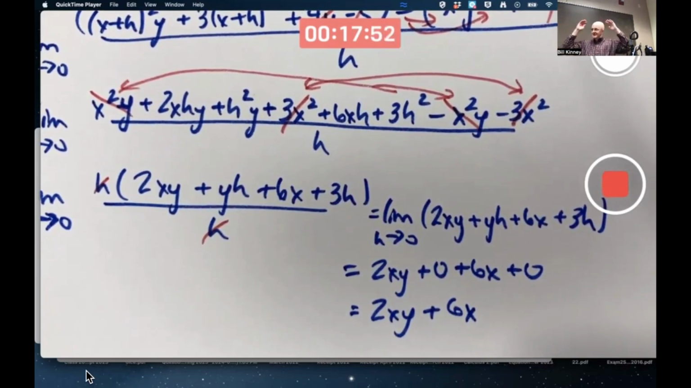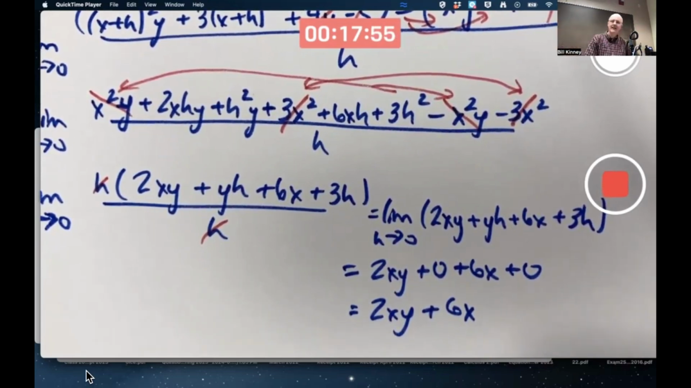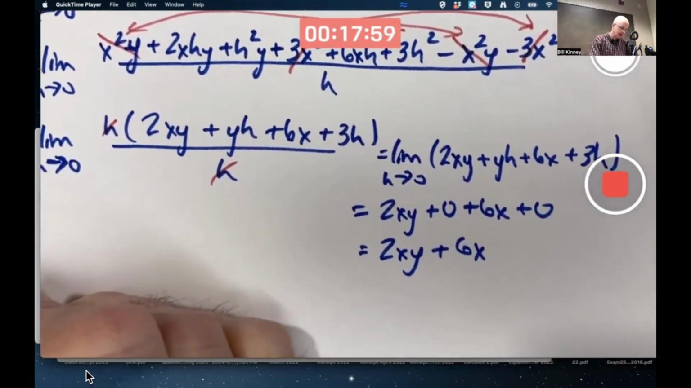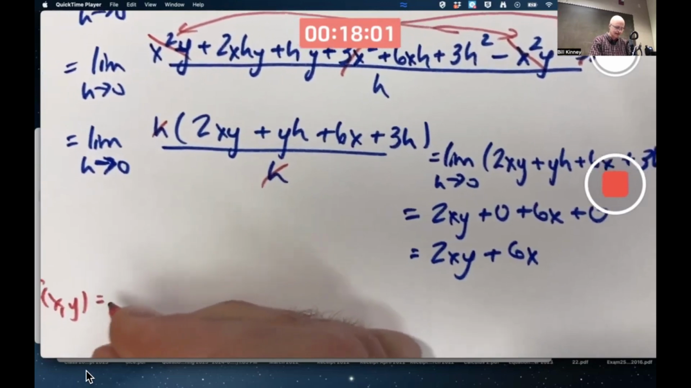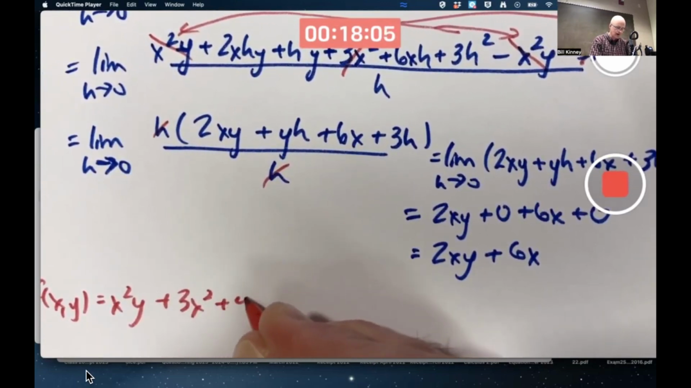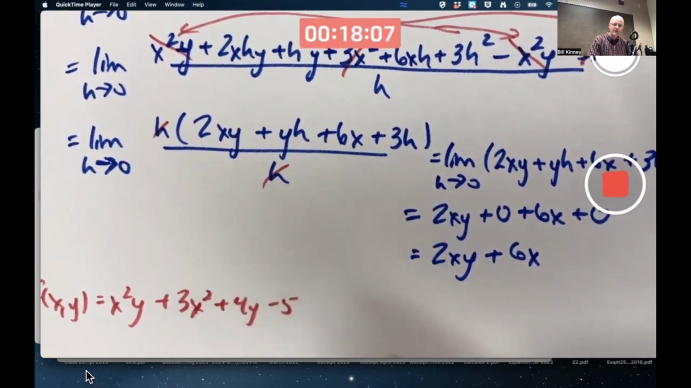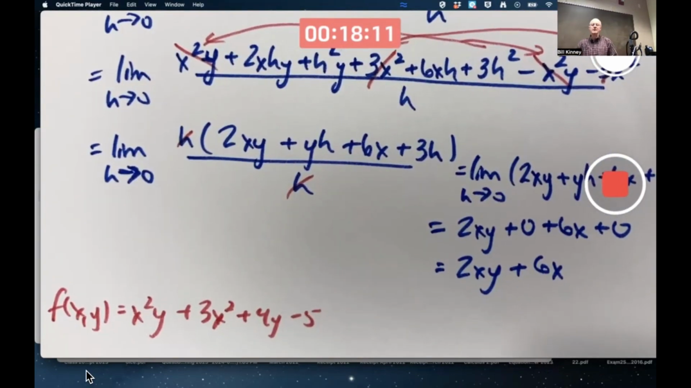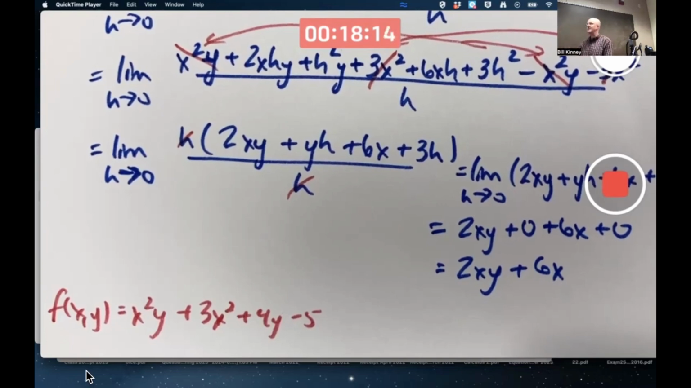Could we have done this without limits? Sure. And that's what we mostly want to do. Again, the original formula is x squared y plus 3x squared plus 4y minus 5. To find the partial of this with respect to x, differentiate it with respect to x. Treat the y as a constant. Is it a constant? Well, it depends on how you're thinking about it. Think about it as a constant.